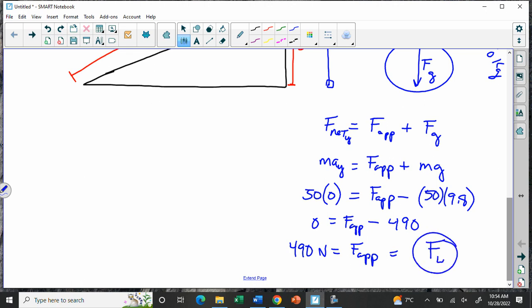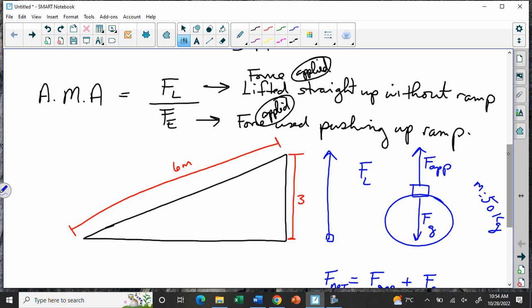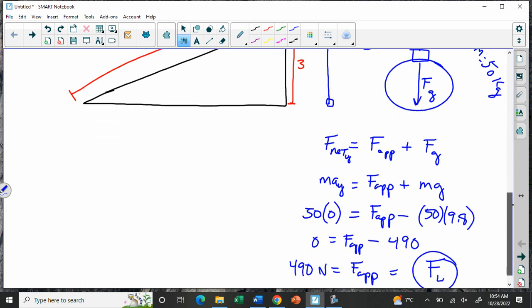This is the F applied for the load. It's the amount of force we've used. Remember, I said it's the force we apply without the ramp, just lifting straight up. That's how you do it.